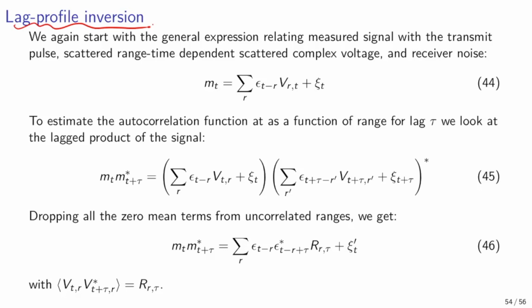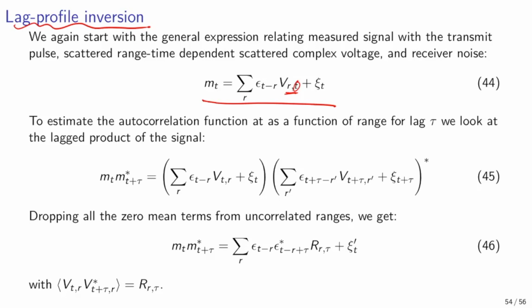The lag profile inversion method is a relatively flexible technique for estimating the autocorrelation functions of an incoherent scatter radar target as a function of range, and it is relatively easy to understand. We start with the general radar equation for a radar target, which allows the scattered complex voltage to change as a function of time and range. This is not the convolution equation because of the time dependence of the scattered complex voltage.